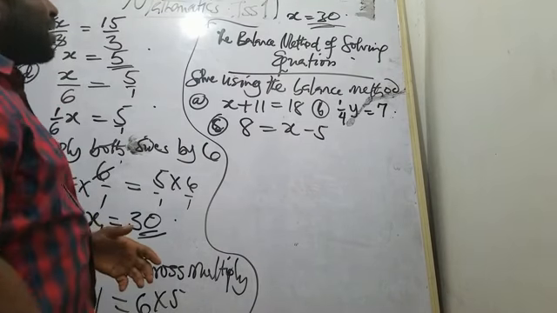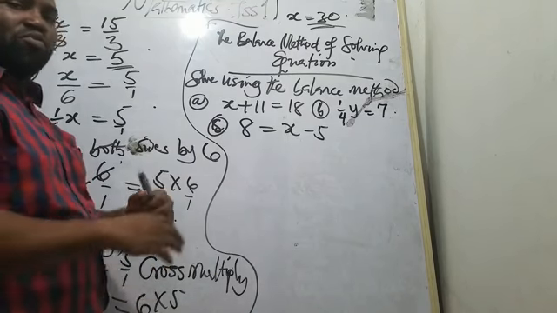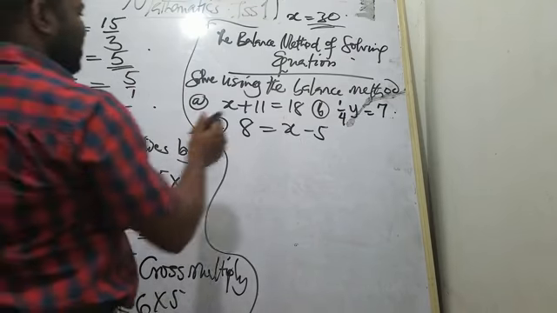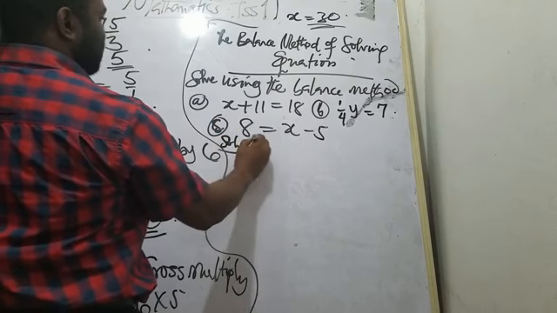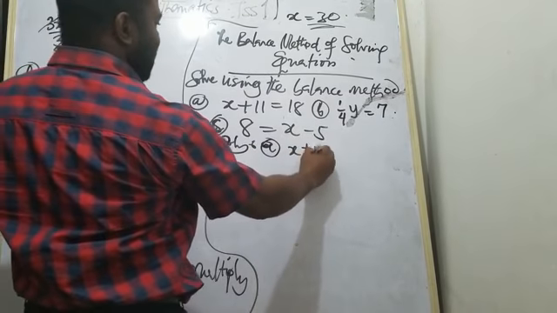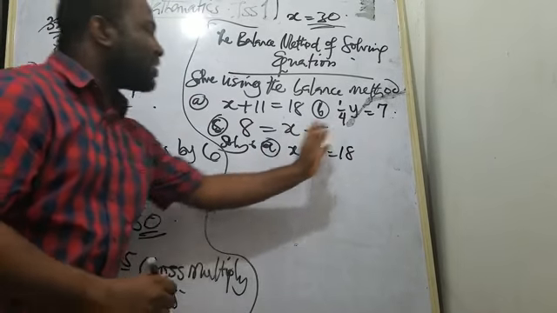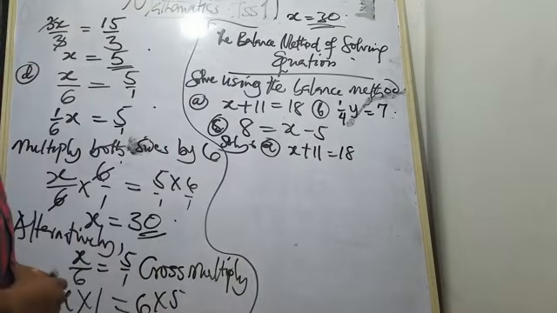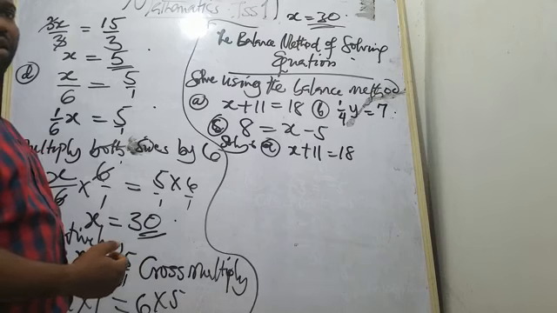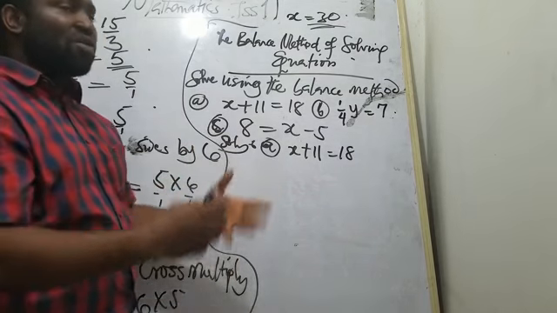Now, the balance method of solving the same equation. We want to solve the same equation using the balance method. Okay? Let's take the solution to this. Now you have x plus 11 is equal to 18. Instead of collecting like terms, you look at this. What is with x here? You have plus 11. What do we now do?